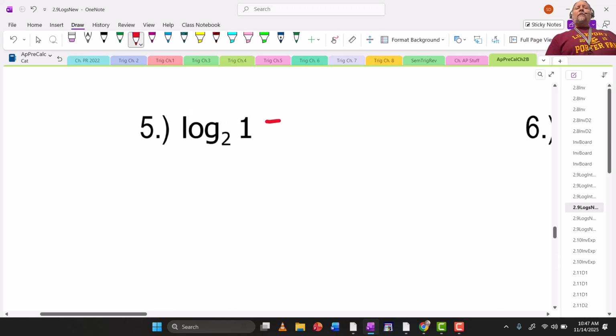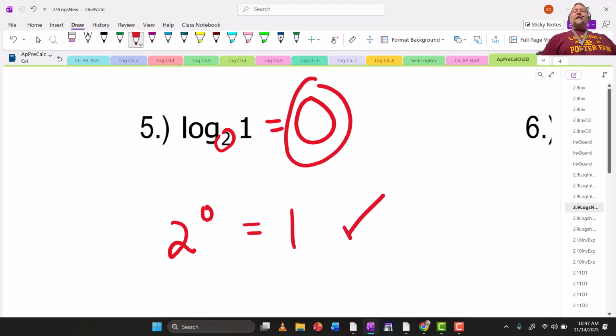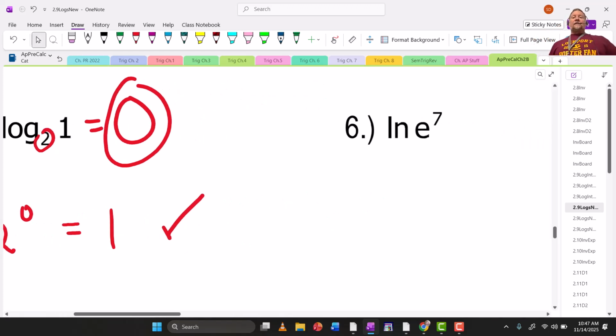Hey, 2 to what power equals 1? Any number to this power equals 1. What is the power? 0. This is a big fat 0. And if you don't trust this, then rewrite it as an exponent and check if it's true. Hey, that is true. So I know this is the answer. So change it to an exponent and make sure that you have a correct statement there. And that's another discount double check.